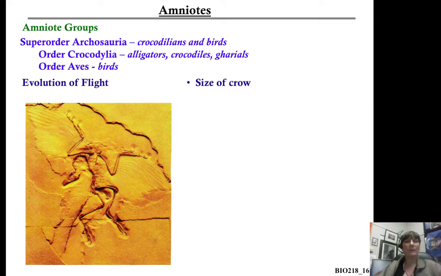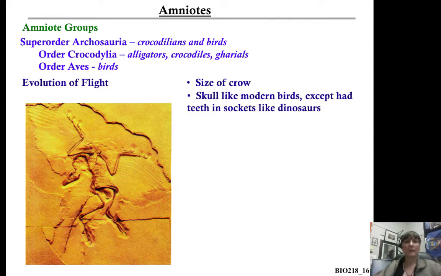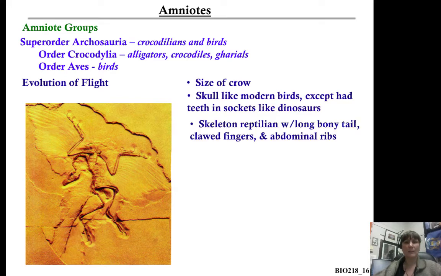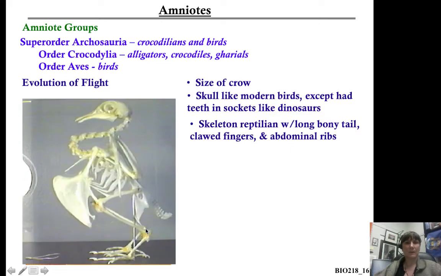So this particular individual was about the size of a crow. It had a skull, again, like modern birds, although it had teeth in sockets like dinosaurs have rather than what birds have, which is nothing. The skeleton looks rather reptilian. It had a long bony tail, which you can see right here, rather than the short tail that most birds have. It had clawed fingers, which you can see here very clearly. And it had abdominal ribs down here, which birds don't have. Normally they only have thoracic ribs. So here you go. Here are the thoracic ribs of birds.